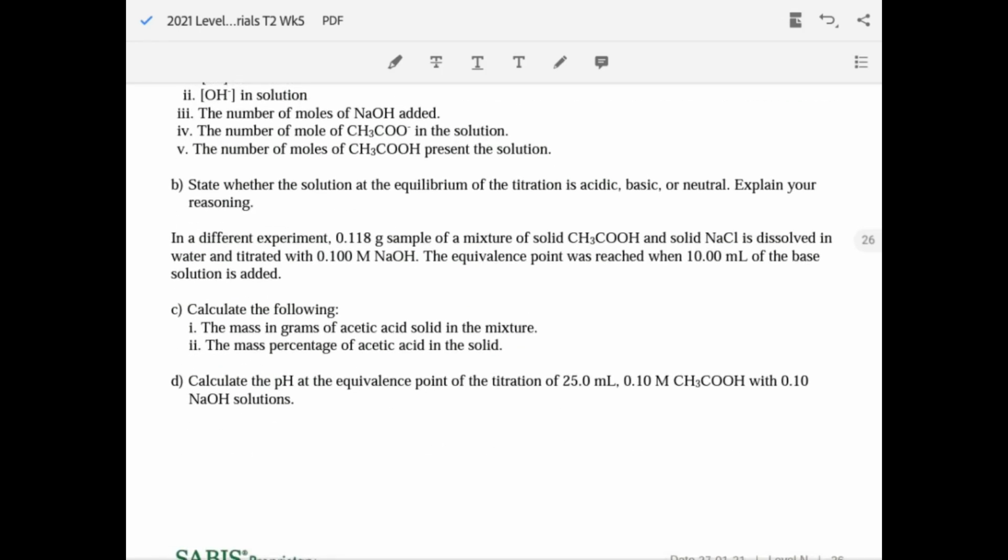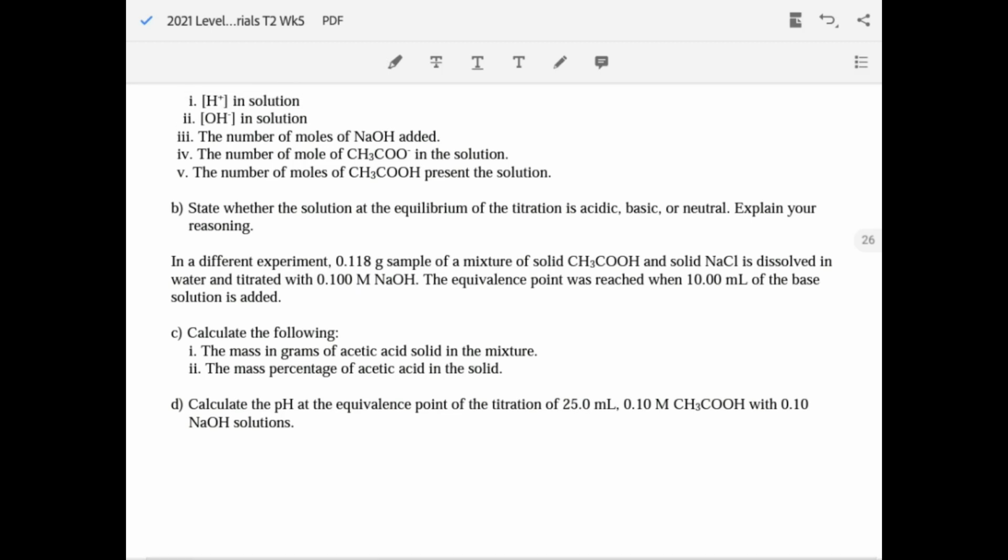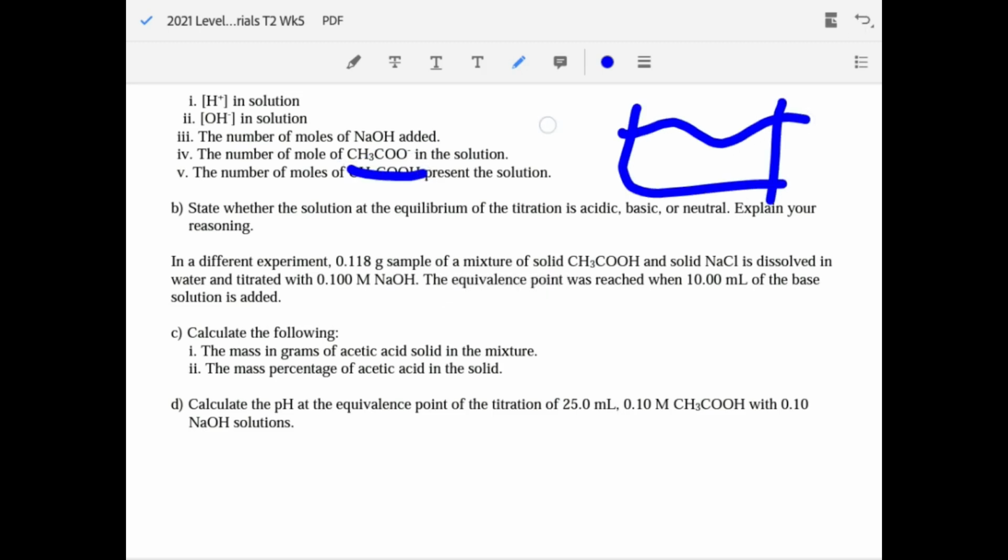State whether the solution is acidic, basic, or neutral. The correct explanation is you have a solution of CH3COO minus, and the ion dissociates in water to release OH minus, that's why it's basic. So you have CH3COO minus in the flask, and it releases OH minus when it comes into contact with water, because it needs to form CH3COOH.